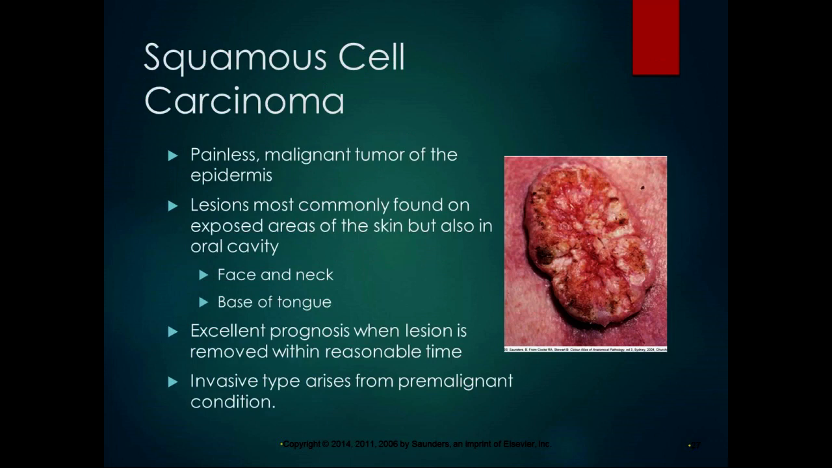Squamous cell carcinoma is a painless malignant tumor of the epidermis. Malignant being the key word here. The lesions are most commonly found on exposed areas of the skin, but also in the oral cavity. So you'll get it on the face and neck or the base of the tongue. There is an excellent prognosis for this when the lesion is removed within a reasonable amount of time. There is an invasive type that arises from the pre-malignant condition.